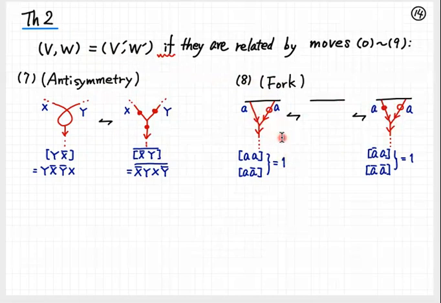Okay. Now move 8 is called the fork move because this shape looks like a fork. This move means if you have a triangle like this, then the double tree can be canceled.